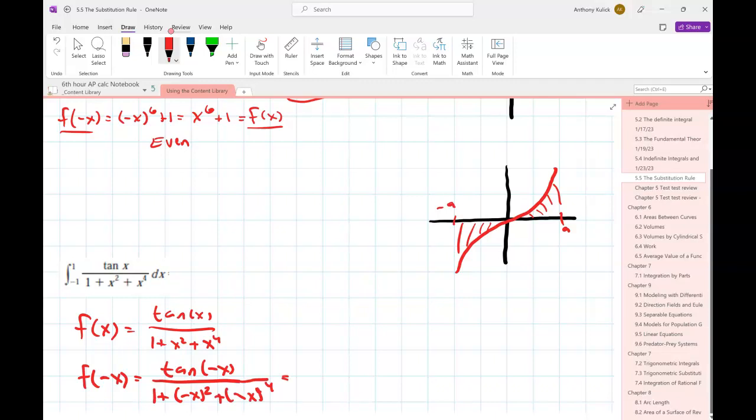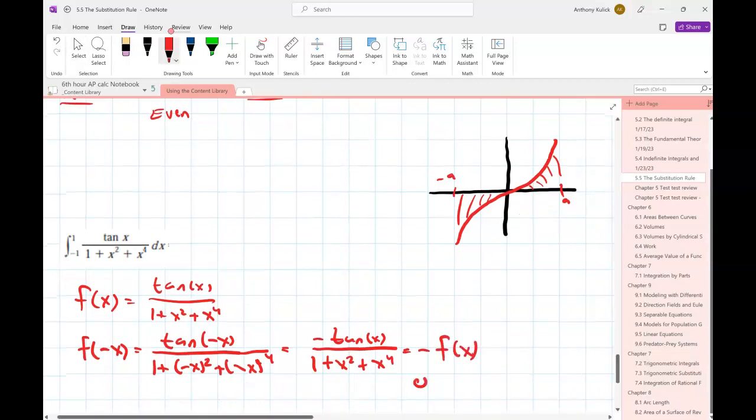Okay, trig identities, tan of negative x is negative tan x. And then I have over 1 plus x squared plus x to the 4th, which is the negative of what I started with. So this is odd. So just 0. That's pretty handy, because I had no idea what to do with that. That's not a u-sub problem. It's a big problem. But since the bounds were opposites and I had an odd function, I could still do it.